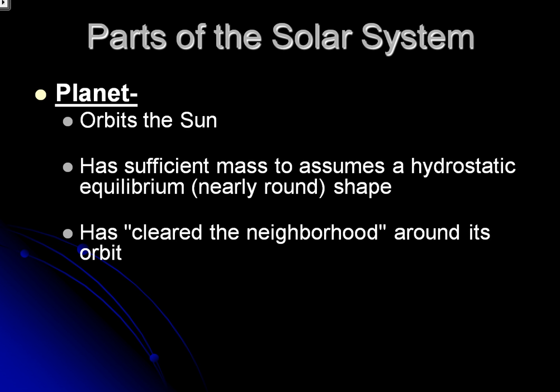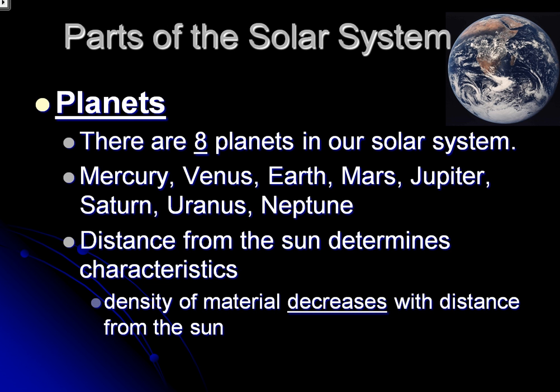This crosses out asteroids. Most asteroids are not large enough to reach this shape. And finally, it has to have cleared the neighborhood, meaning there's nothing else that it competes with in its orbit. It's merged together with all of the other formerly competing objects within its orbit. This is what eliminates Pluto. There are 8 planets in our solar system: Mercury, Venus, Earth, Mars, Jupiter, Saturn, Uranus, and Neptune.